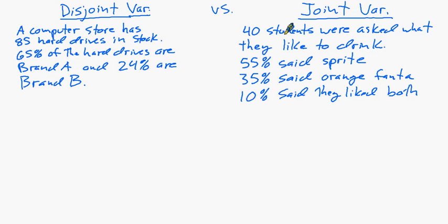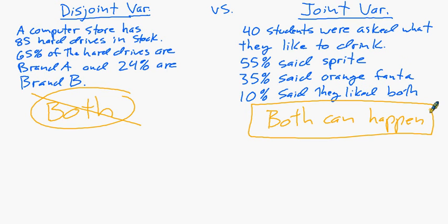If you randomly select one of these 40 students, could they like Sprite? Yes. Could they like orange Fanta? Yes. Could they like both? Yes. So both is a possibility with joint variables. So here both can't happen. Here both can happen. And that's really the difference. Now, when we start calculating probabilities, this is actually a very important difference, and we'll see how this plays out.